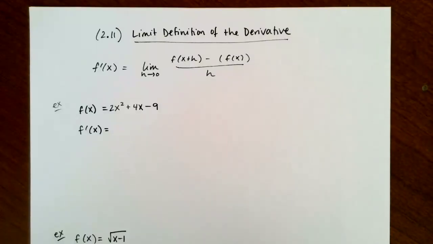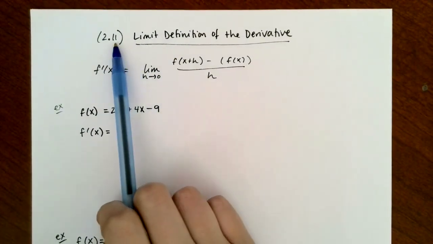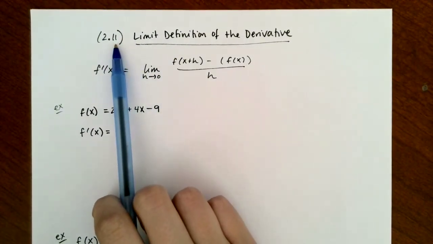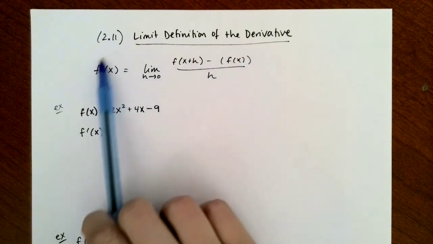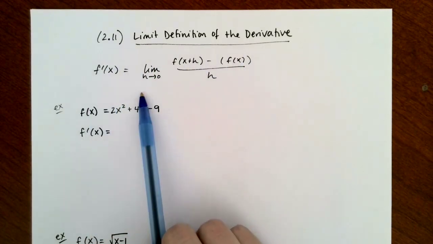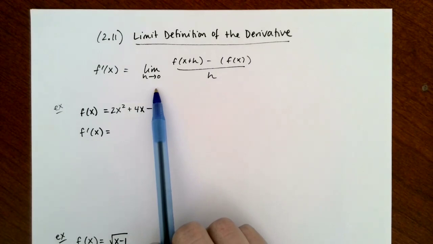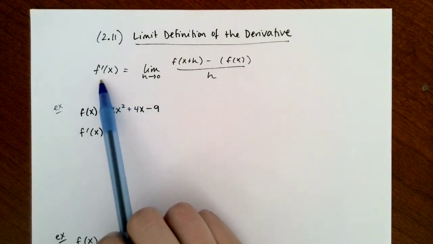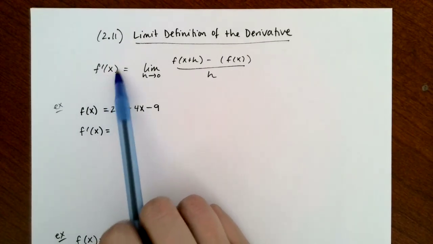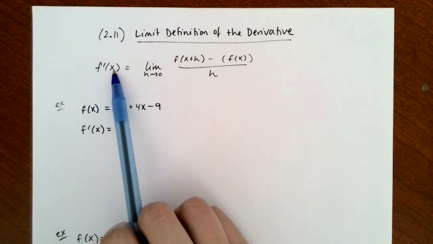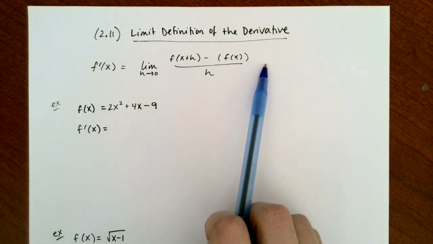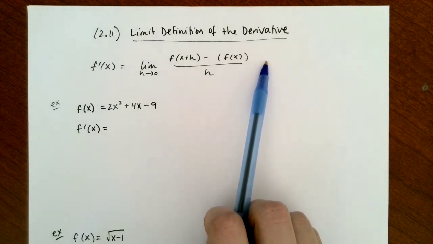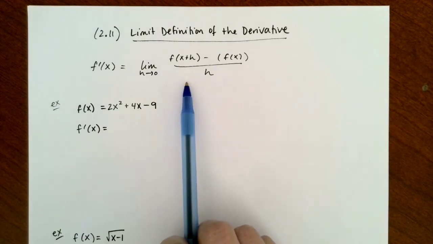Let's talk about the other limit definition of the derivative. So this will go specifically with section 2.11, which uses this definition for the derivative. So we're going to use this definition essentially anytime we're doing f prime of x instead of f prime of a particular number. So what'll come out as an answer is going to have an x in it. So it's like its own formula or its own function.